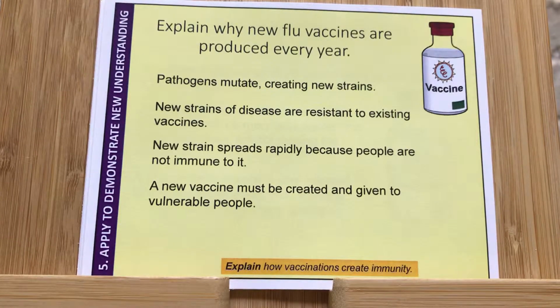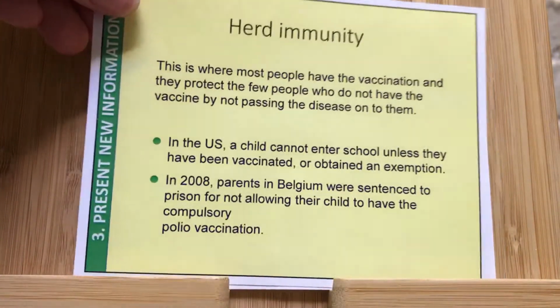So let's have a look at it as a summary. The pathogen mutates, creating a new strain. The new strain is resistant to existing vaccines, and the new strain spreads rapidly because nobody's immune to it. They're all immune to the old version. So if there's no immunity in the community, then it will spread very quickly. The new vaccine must be created and given to vulnerable people. So these are people who maybe have weak immunities, the old, the young, but you can actually pay for the flu vaccine if you want it. You can go and ask for it, and you can pay a small amount of money to have the flu vaccine. That leads us on to herd immunity.